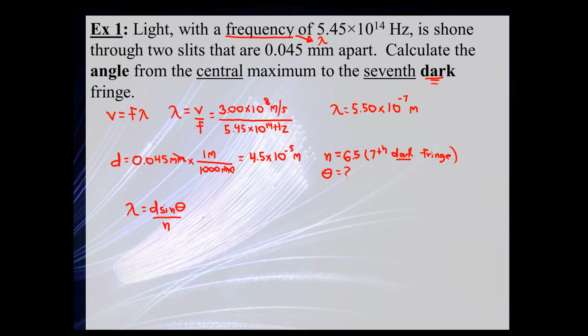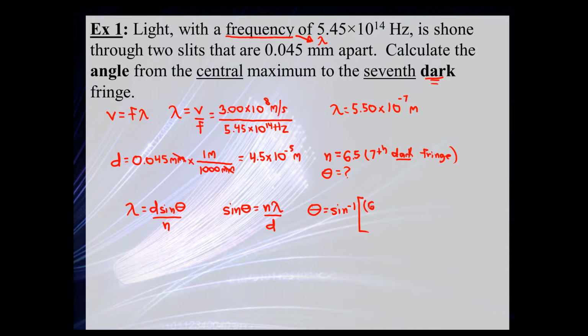And let's get sine theta isolated. So I can do that by multiplying both sides of the equation by n over d. So I would turn it into sine theta would then equal n lambda over d. And then to calculate theta, we take the inverse sine of that, and we'll plug our numbers in.